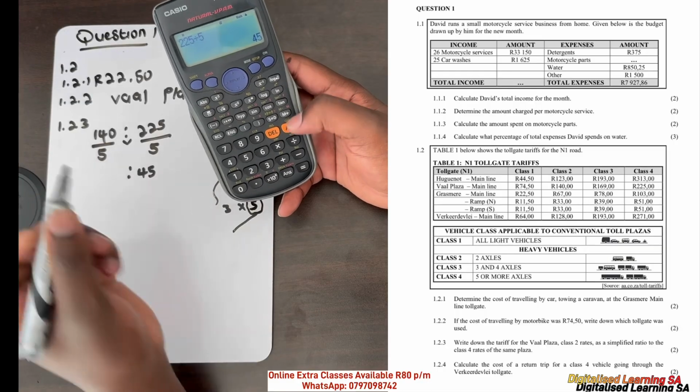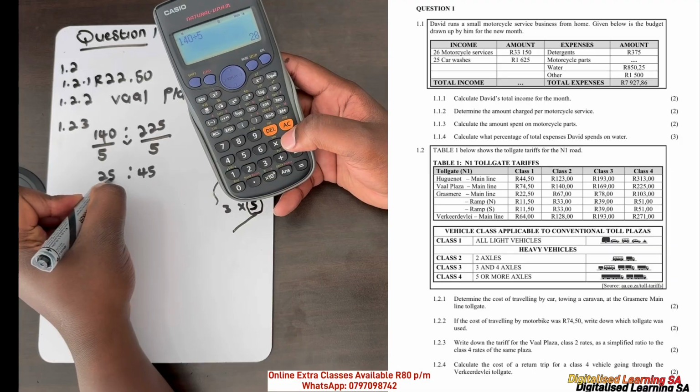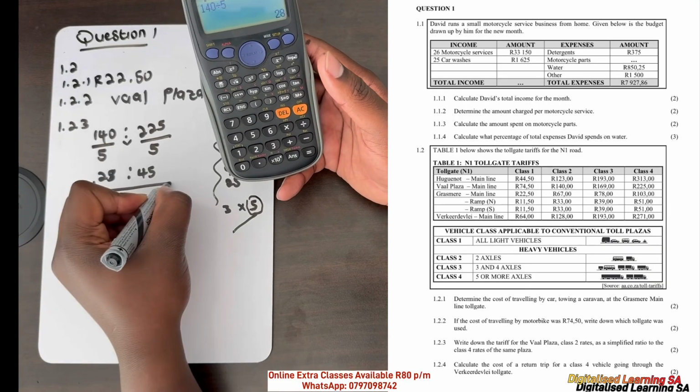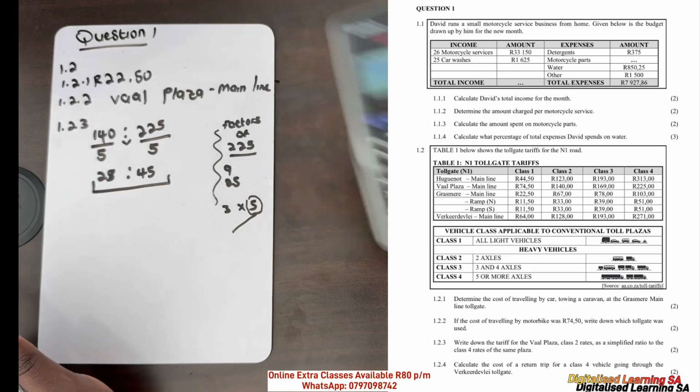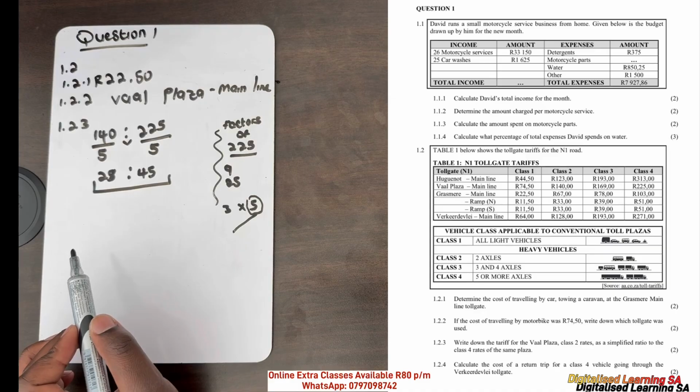45 is to 140 divided by 5, our answer is 28. So we can see that both answers do not have any commas. So we can simply say that this is our simplified form. This is our simplified form.